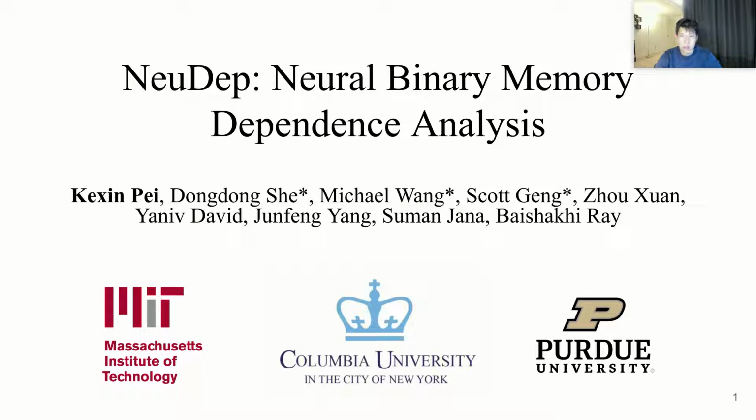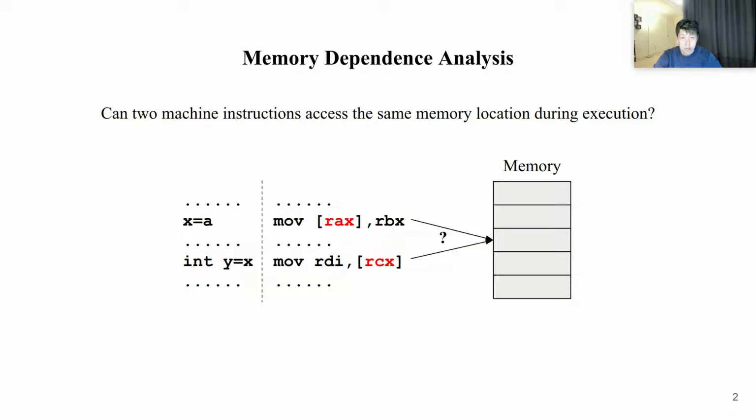Today I'm gonna present our paper, NeuDep, Neural Binary Memory Dependence Analysis. Memory dependence analysis in executables is a process of determining whether two machine instructions in an executable can access the same memory location. As shown here, the compiler has the freedom to use two different registers as indirect memory addressing to access the same memory location. And the task is to identify if two memory access instructions can still access the same memory address.